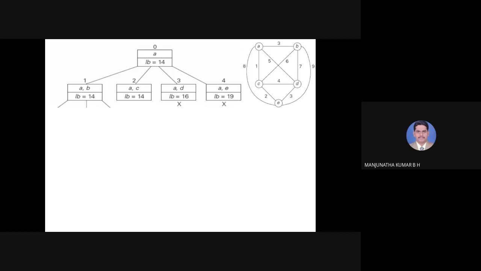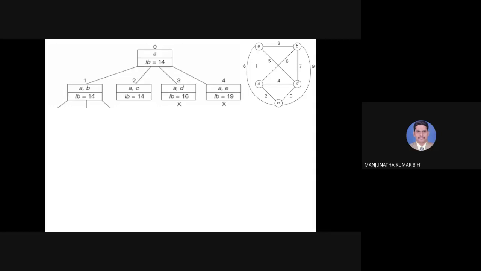So let me take all four options and for every option calculate the lower bound value, using the formula I gave in the previous slide. After calculating the lower bound value for all four nodes, choose the node whose lower bound value is minimum as the best node and explore that node to move on to the next level. Now node 1, which is related to A to B, from A I am going to visit B. We have to calculate the lower bound value, and this value is 14.